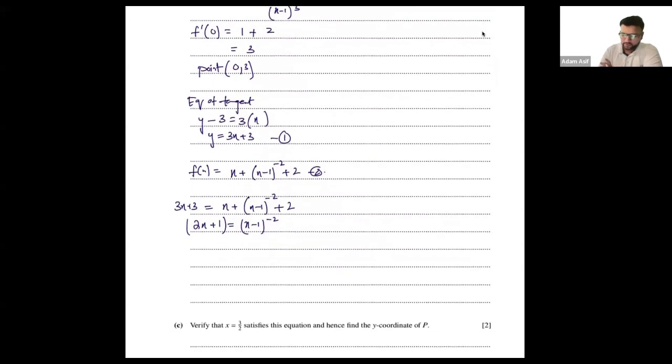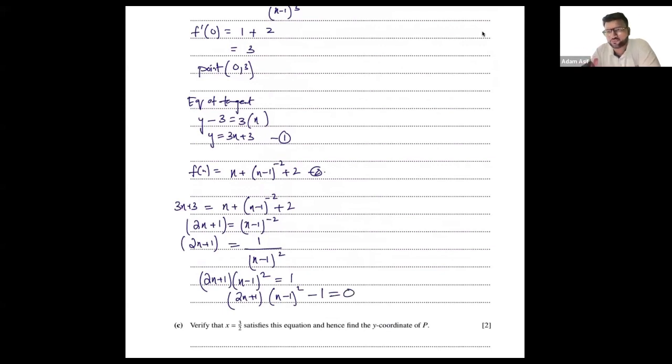Now if you bring this down, it's going to be 1 upon (x minus 1) square, which is then going to be multiplied by 2x plus 1, right? And then if you take 1 to the other side, that's going to be (2x plus 1) times (x minus 1) square minus 1 equals 0. This is what you were asked to show.